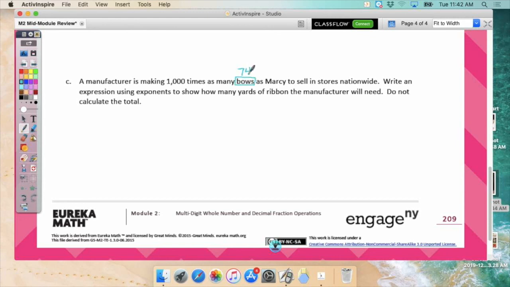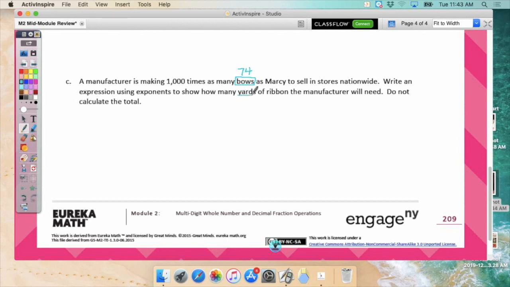Now this is the tricky part. Okay? I'm going to read this question, and then I want you to tell me the next number I'm going to need. A manufacturer is making, oh, Marcy's going to get richer. Somebody bought her bow design. So a manufacturer is making 1,000 times as many bows as Marcy to sell in stores nationwide. Oh, lucky Marcy, right? Okay, it says 1,000 times as many. Write an expression using exponents to show how many yards of ribbon the manufacturer will need. Do not calculate the answer, the total.